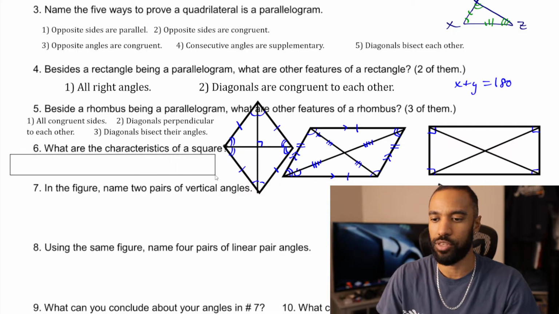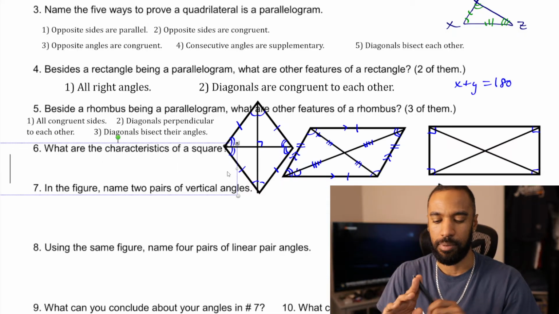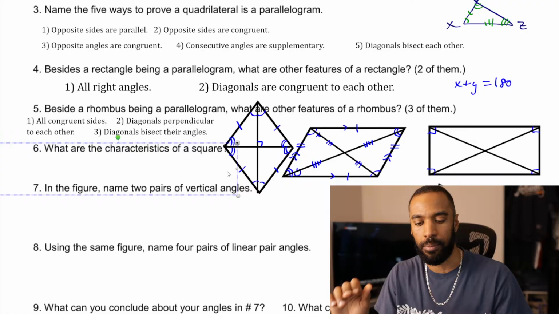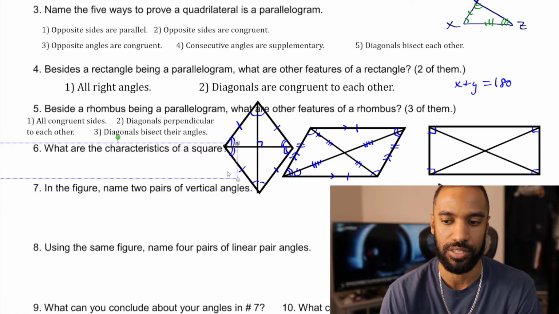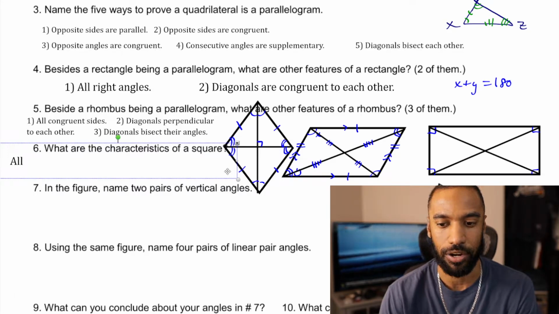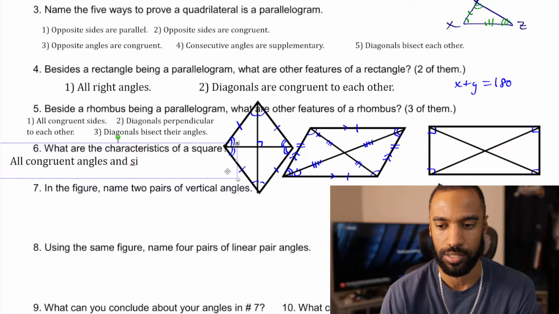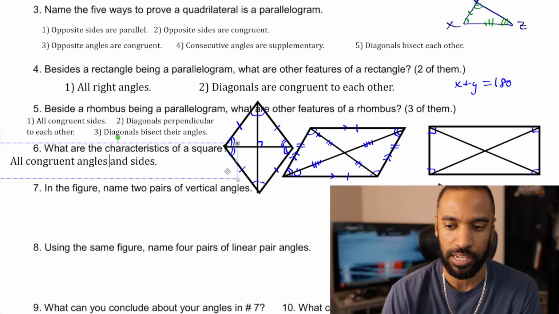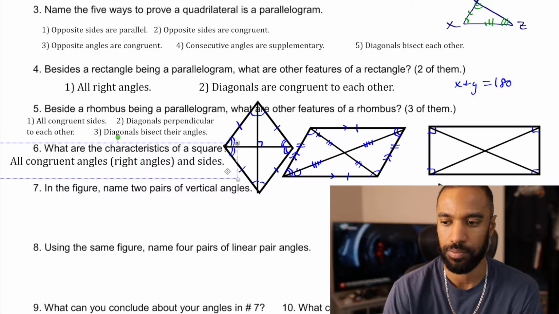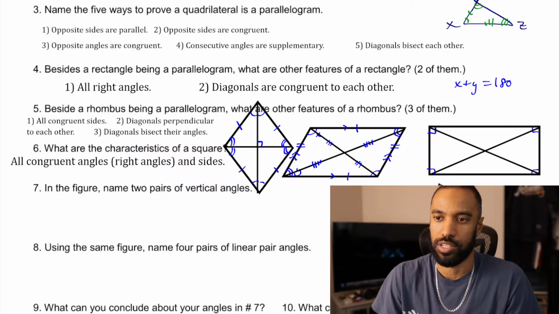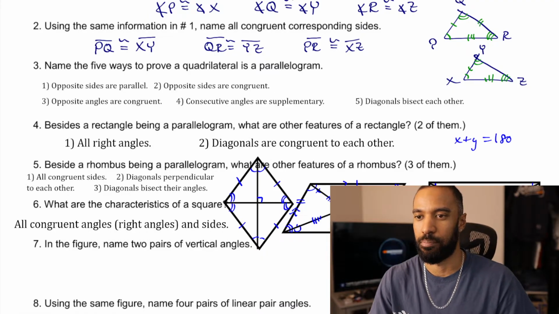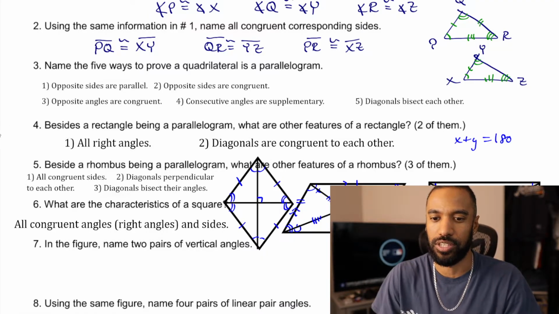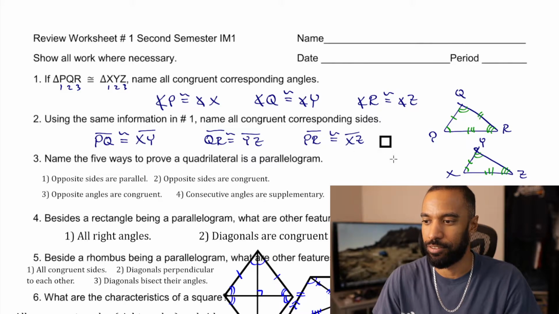But the two main things for the square is basically the descendant of the rectangle and the rhombus. The rectangle, by definition, is all congruent angles. The rhombus has all congruent sides. Characteristics of a square has all congruent angles and sides. The angles are specifically 90-degree angles, too. Right angles and sides, just like a rectangle. The square is that ultimate quadrilateral that has everything true about it that you can have.